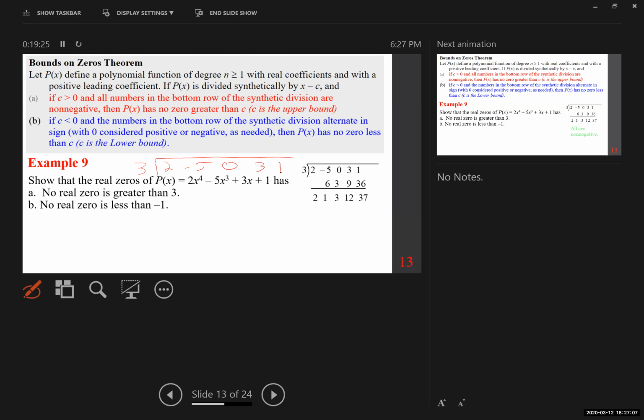Never mind part B. I want to make sure we got part A. Do we understand the question? Look at the theorem and what it tells us. The theorem says, if you have a positive number, and you do the synthetic division, and the resulting row, which is the quotient row, and the last one is a remainder, is non-negative, that is an upper bound.